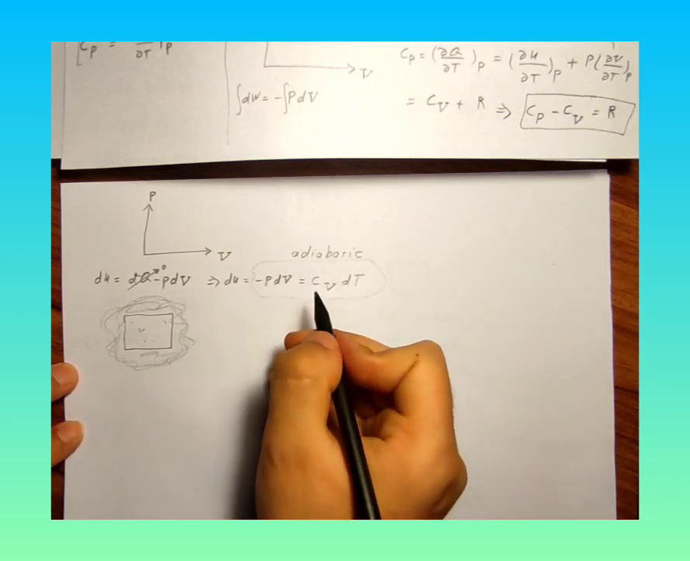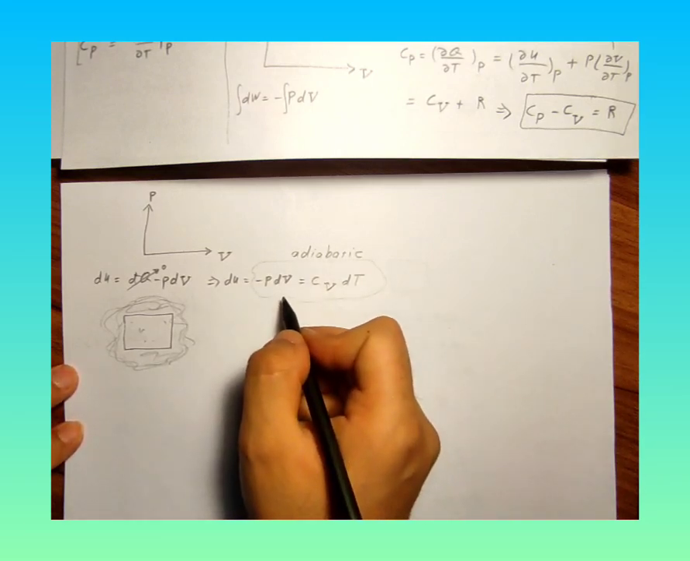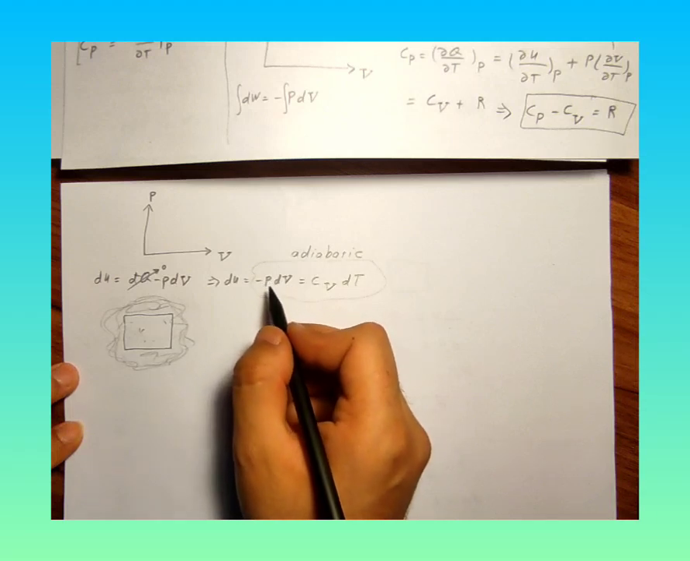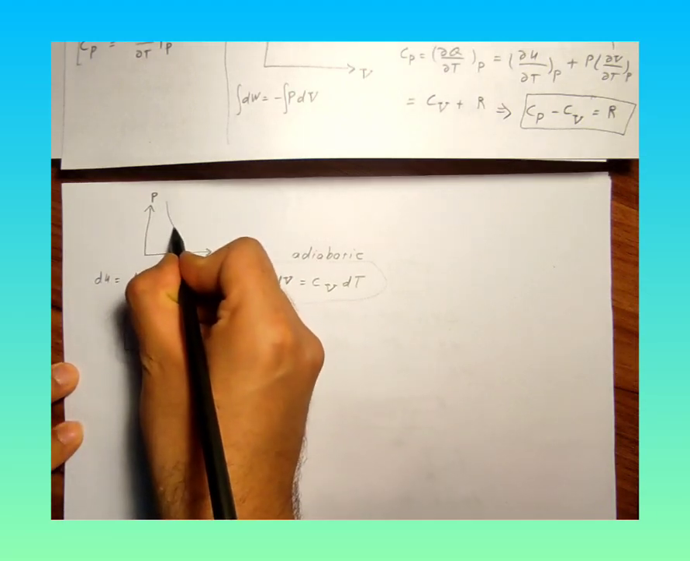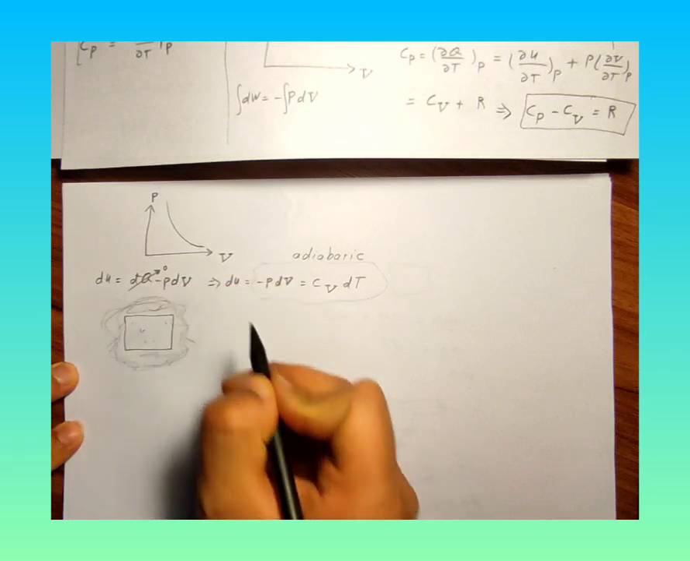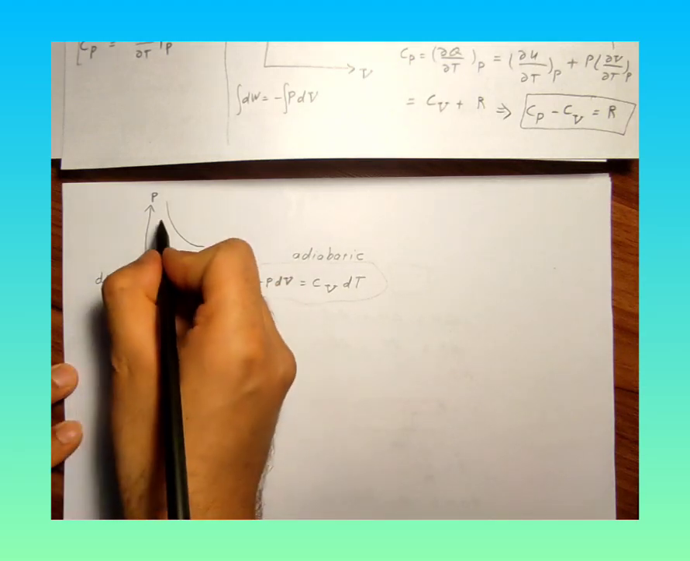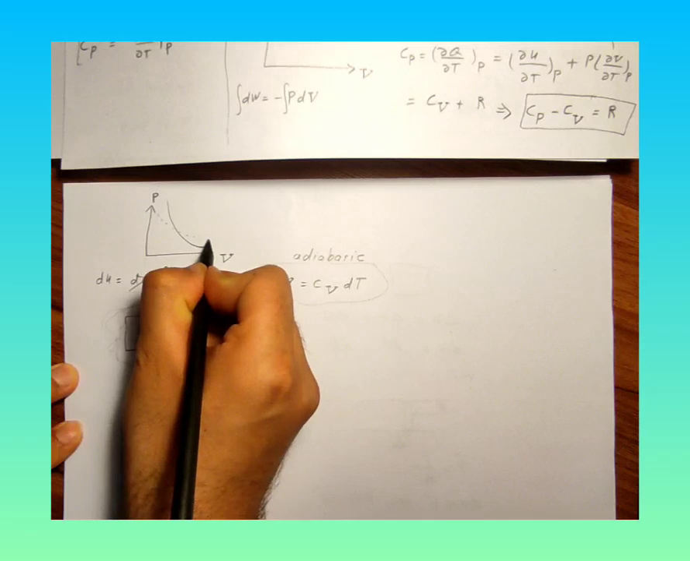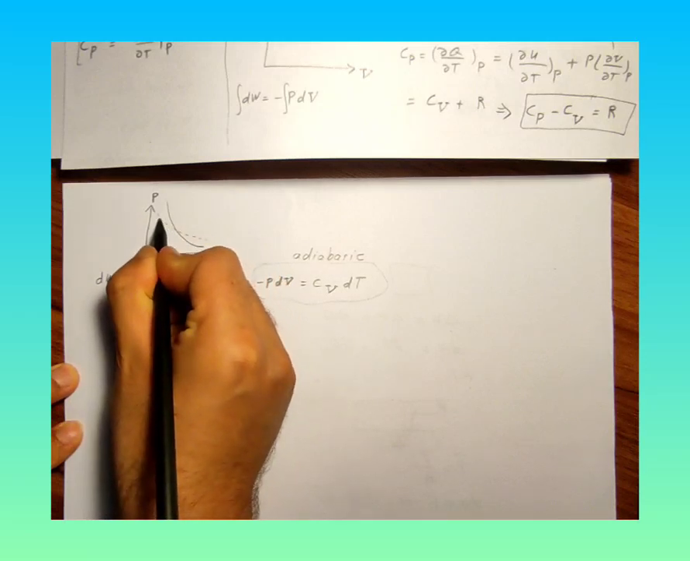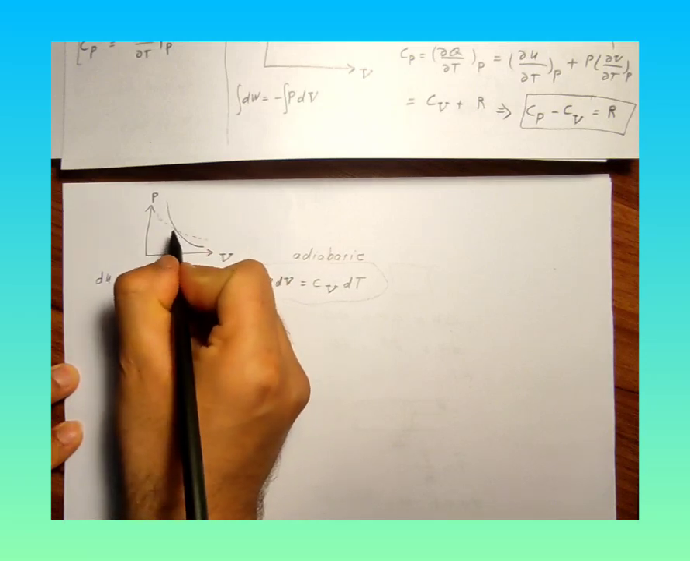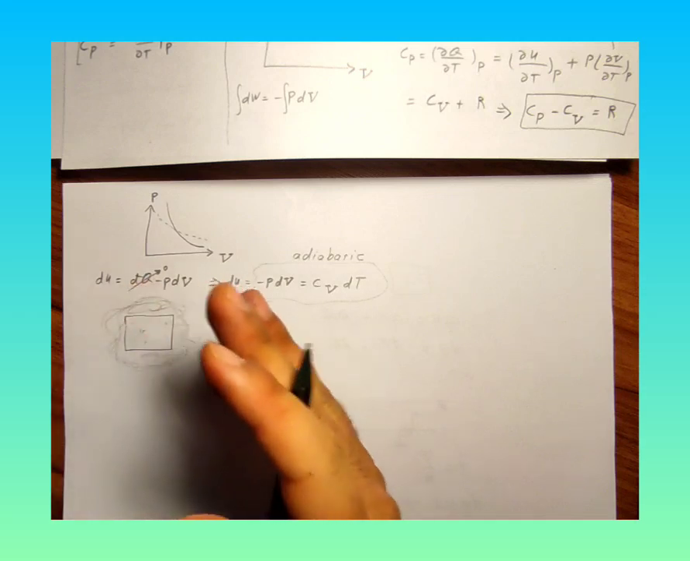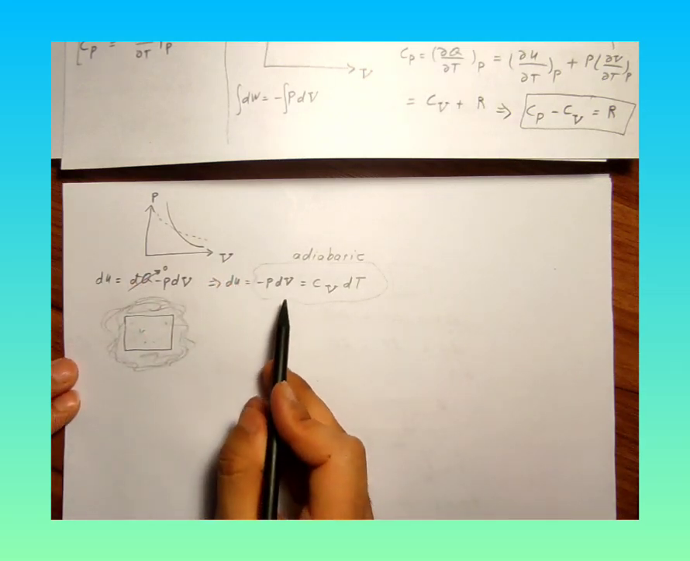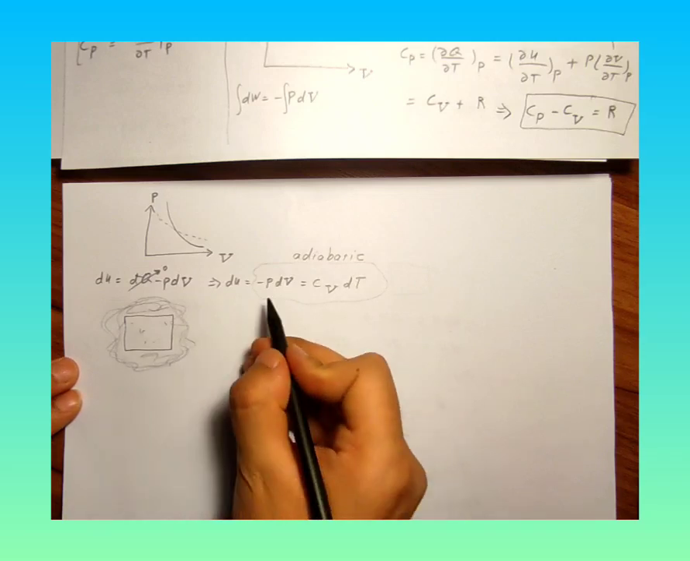I wanted to first calculate the relation between V and P in an adiabatic process, but I can actually plot it. If this is isothermal, this is adiabatic. Actually, the curve is not a hyperbola. This is different. We are going to calculate it here. Let's begin.